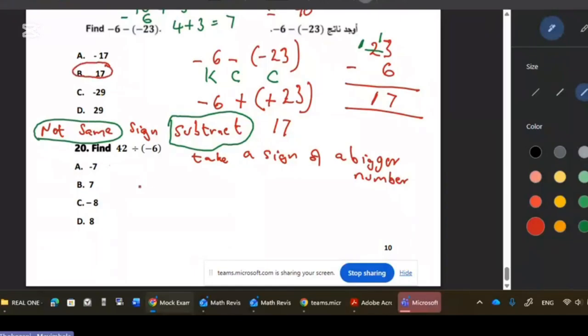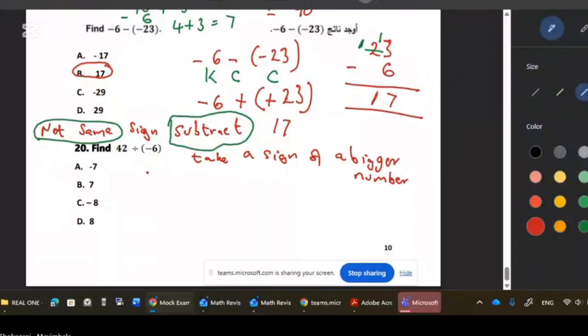What about number 20? What do we do here? Who can tell us? The answer is 8. We will use KCC. Now let me help you again. There are two ways you can do this. You can separate, or you can find the multiples of 6.